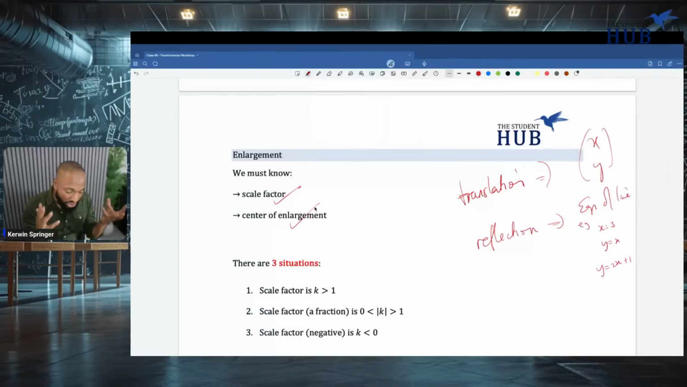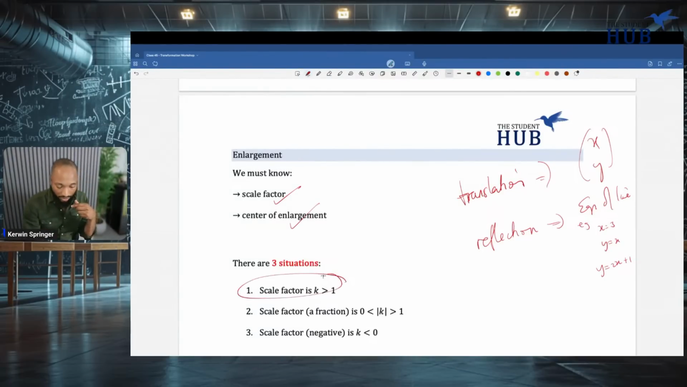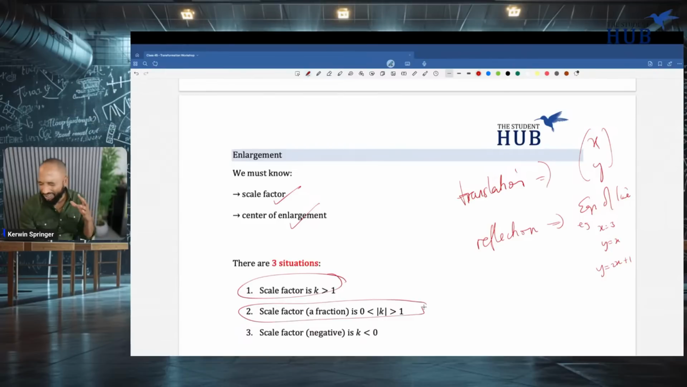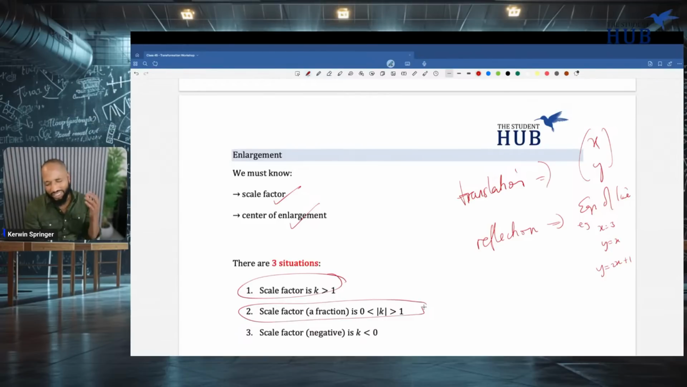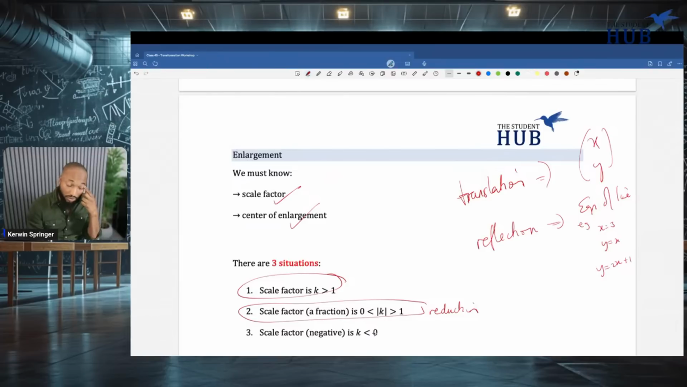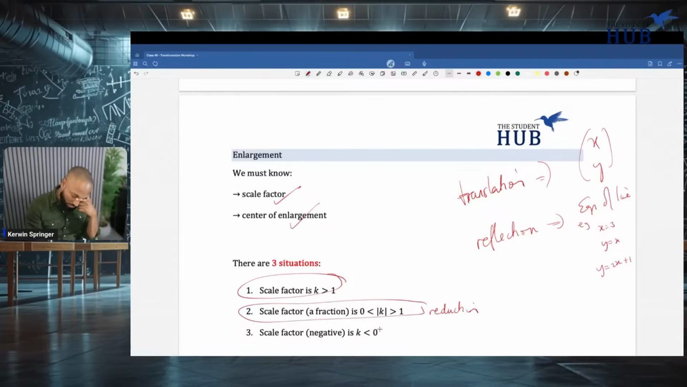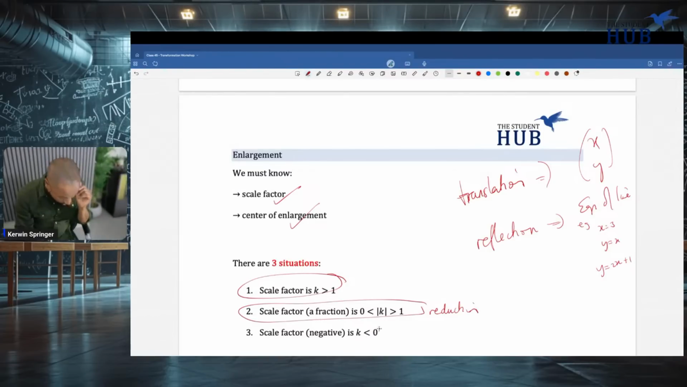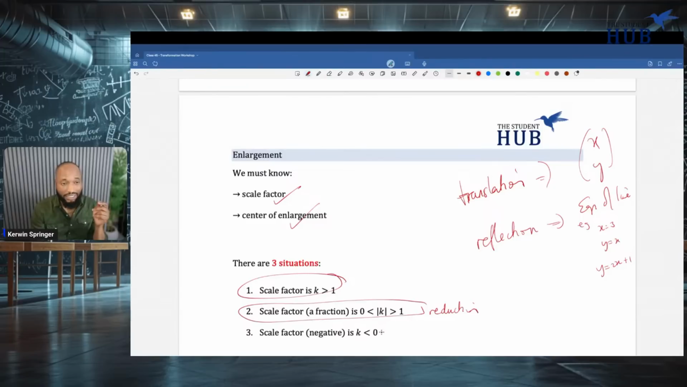There's usually 3 situations that happen with enlargement. The scale factor is greater than 1. The scale factor is a decimal, which means this is a reduction. They almost never give negative decimals. I've never seen a negative decimal, but they could. Or the scale factor is negative, less than 0. If the scale factor is negative, what does that mean?